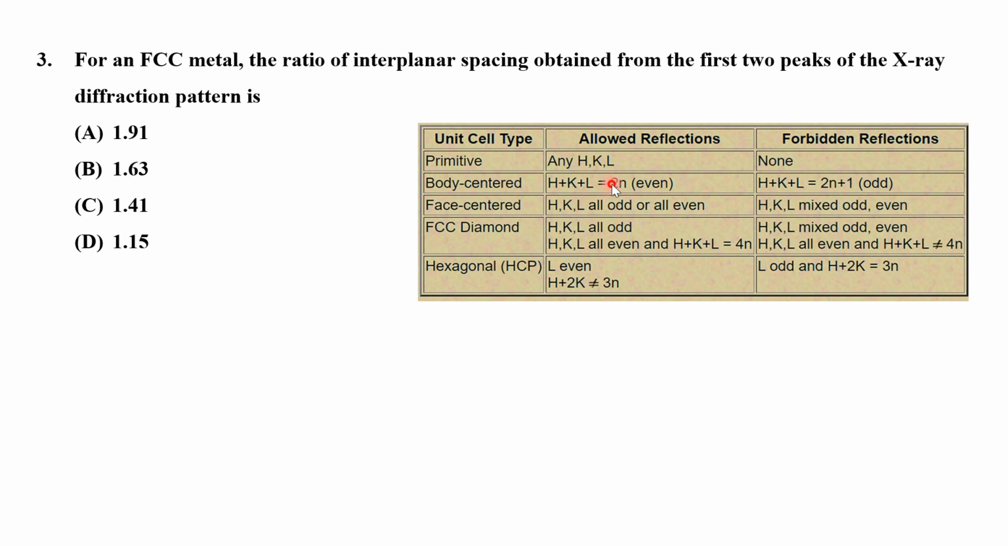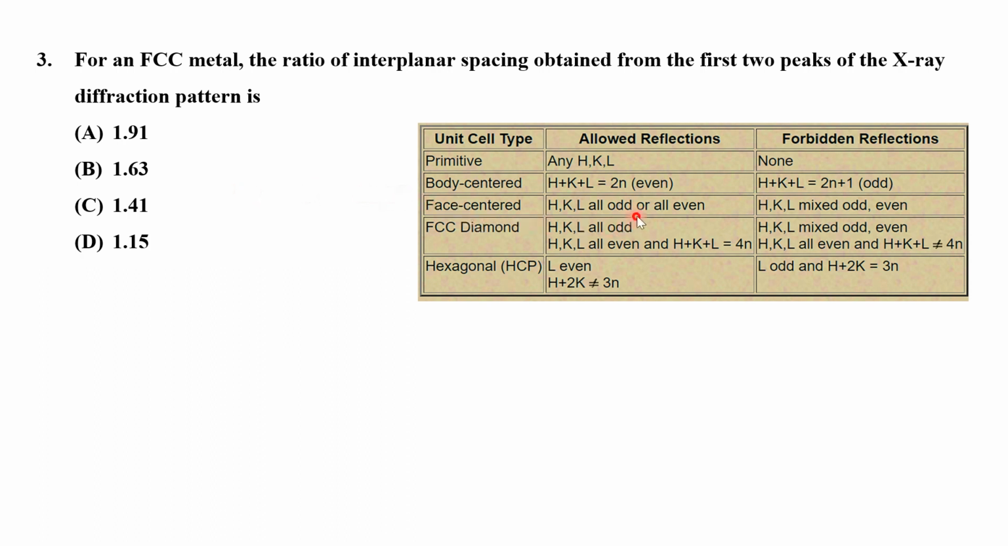And with respect to such materials, please note that 0 is also taken as even. Now the same, what we need to know from the question, FCC metal. For an FCC metal, HKL should be either all odd or all even, which means that mixed numbers are not allowed. H, K and L should be all odd or all even.